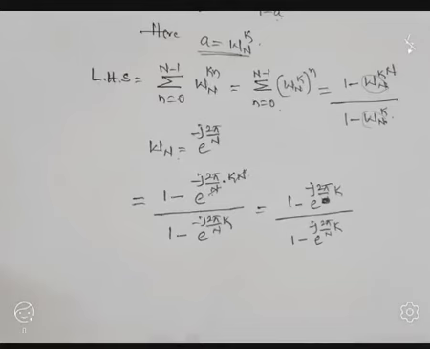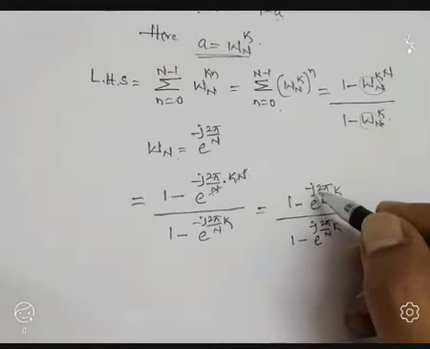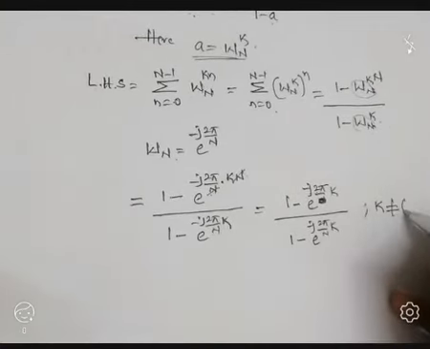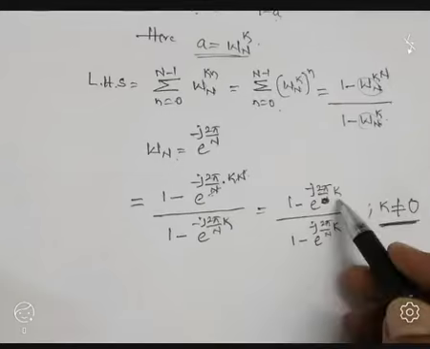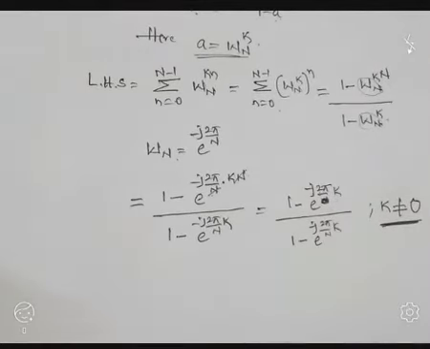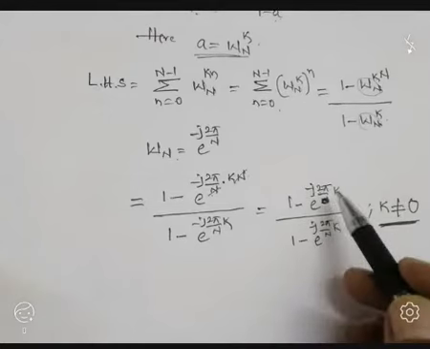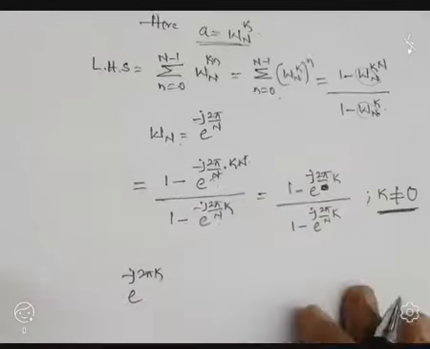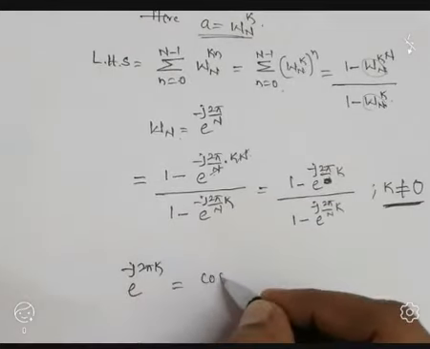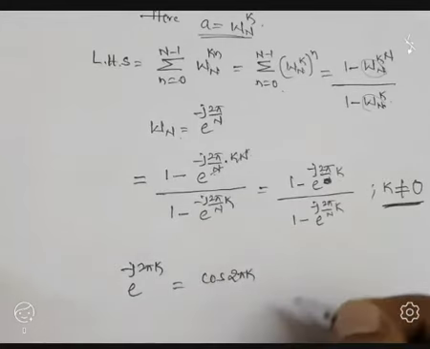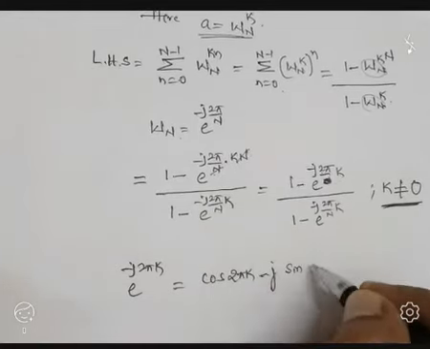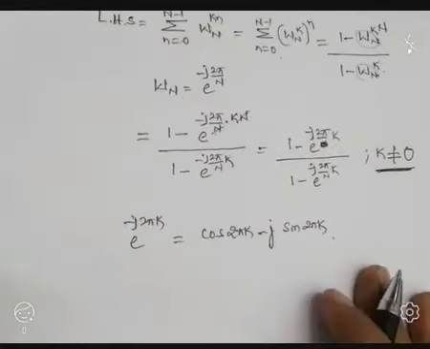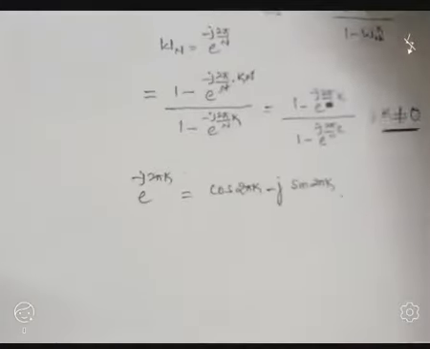Fine. So what is the value of e to the power minus j 2 pi k if the value of k is not equal to 0? If k is not equal to 0, it may be any integer value, it may be 1, 2, 3, 4 and so on. Then what will be the value of this one? We know that e to the power minus j 2 pi k is nothing but cos of 2 pi k minus j sin of 2 pi k. Fine. k may be any integer value, as I told.